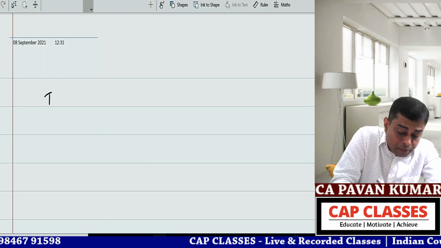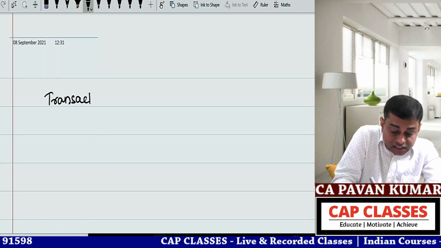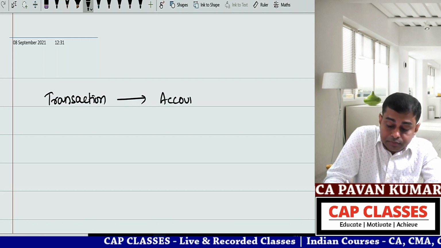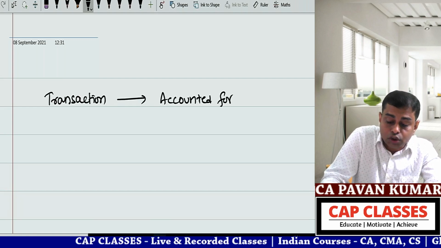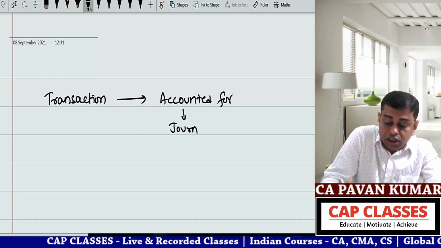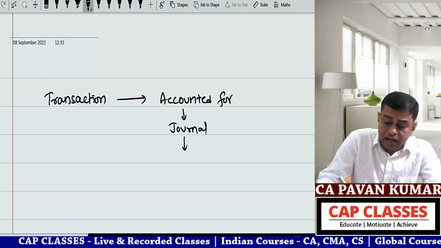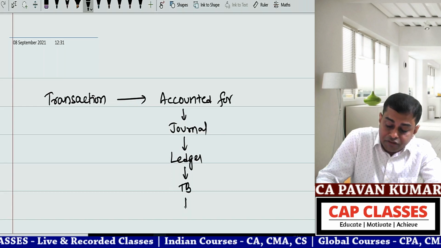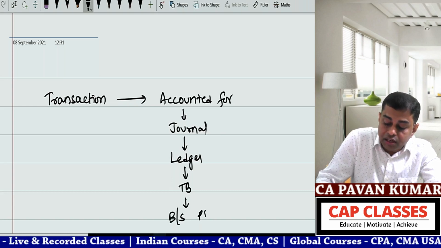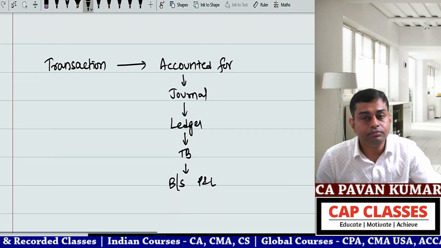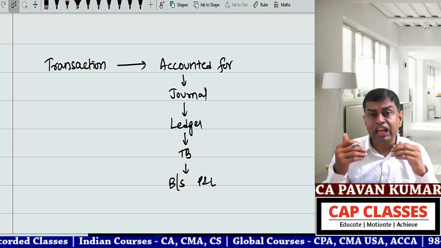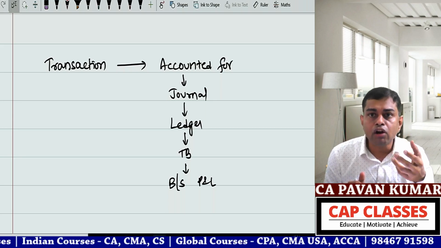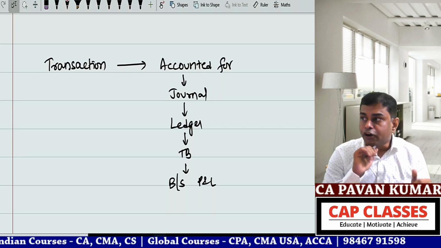So basically, if you understand the process of accounting, normally what happens? Transactions occur, and these transactions will be accounted for. First you write them in the journal book, and then you prepare ledger accounts. From this ledger you prepare the trial balance. From this trial balance you prepare the balance sheet, P&L, etc. Correct? So this is the regular way of preparing accounts if you follow double entry system. If you follow single entry system, what will happen?